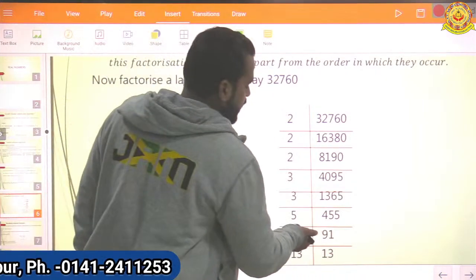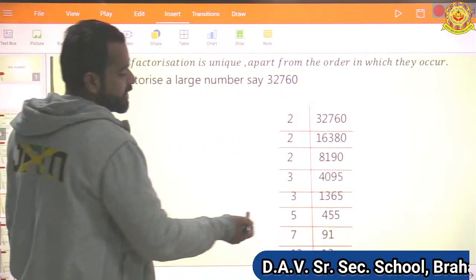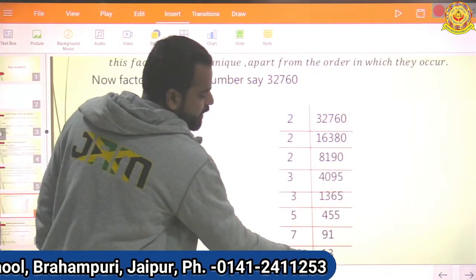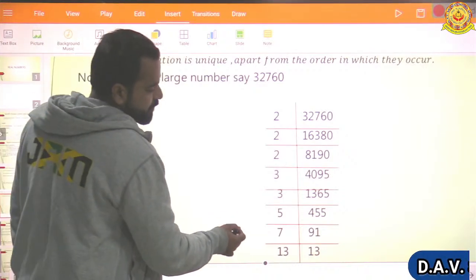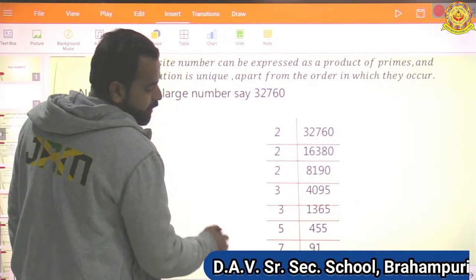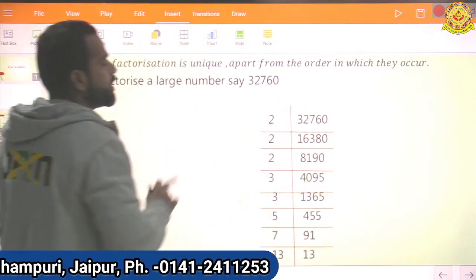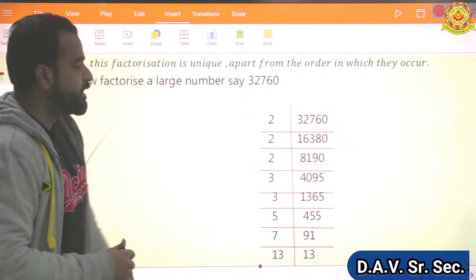Now we will take another number: after 5 the next prime is 7. So as we divide 91 by 7, it is divisible 13 times. Now 13 is a prime number, that means it is divisible by 13 only. 13 ones are 13, that means our factorization is completed. So what are the factors of this number 32,760?